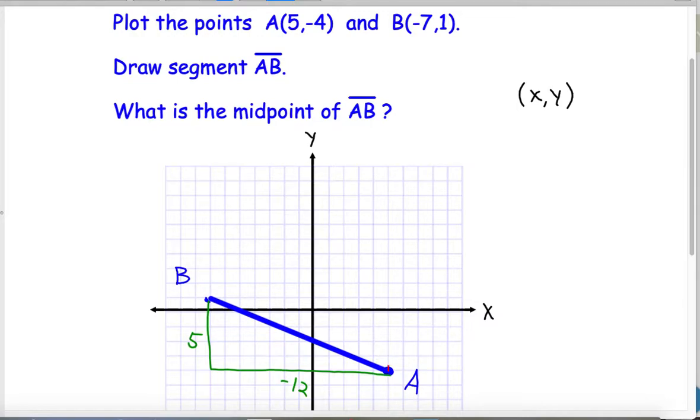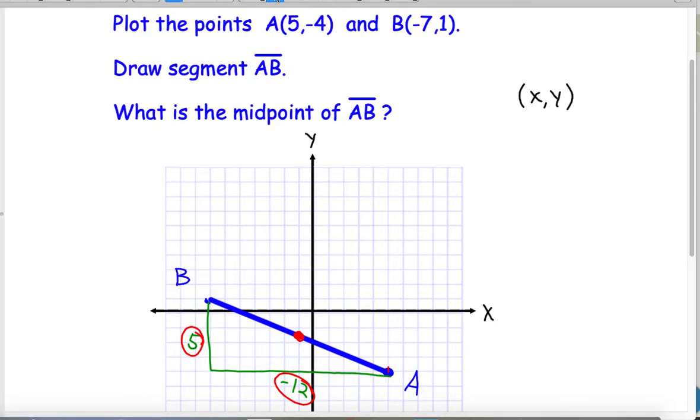Doesn't really matter though. All right, so now if I'm traveling and I'm starting at point A and I want to get to point B, but I get tired, so I'm only going to do half the trip. So to go halfway, instead of going 12 to the left, I'm going to go half of that. What's half of that? That's 6 to the left. 1, 2, 3, 4, 5, 6. And then instead of going 5 up, I'm only going to go half that. Half of 5 is 2.5. 1, 2.5. And there I am. There's my midpoint. So I did half of this and then half of that to get to the middle.